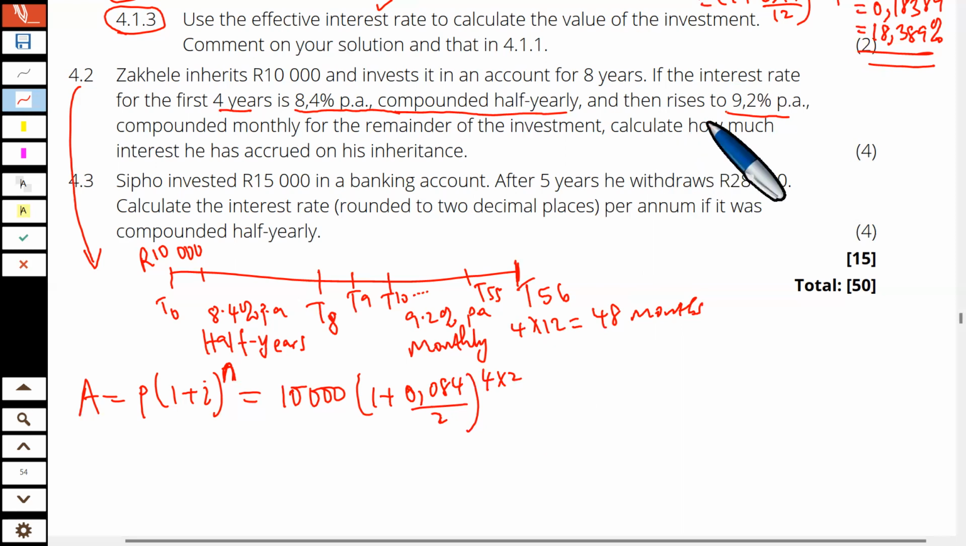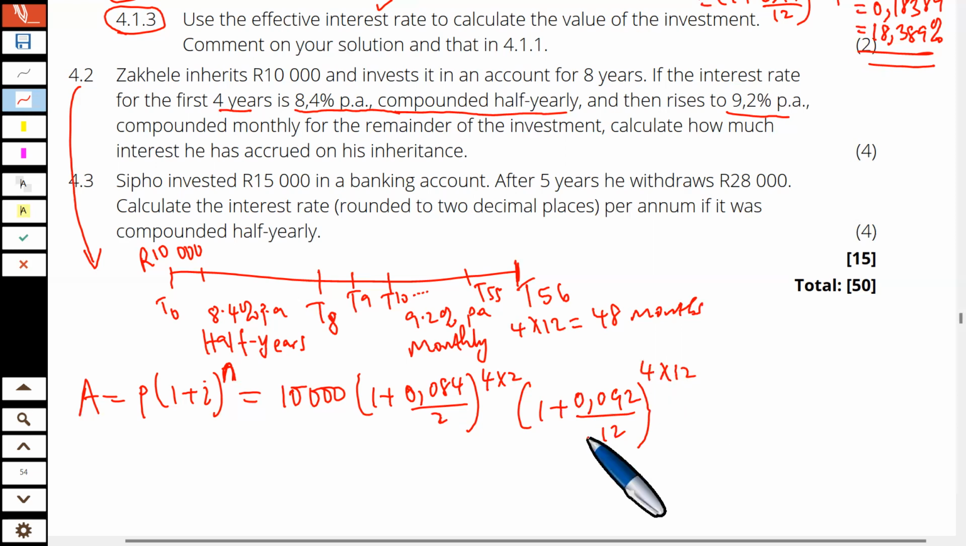And then it rises to 9.2% per annum compounded monthly. So there is a rise to 9.2%. So you divide by 100, which is 0.092. You divide by 12. And then it is raised to the power. Because it's monthly, the years are 4 times 12 months.